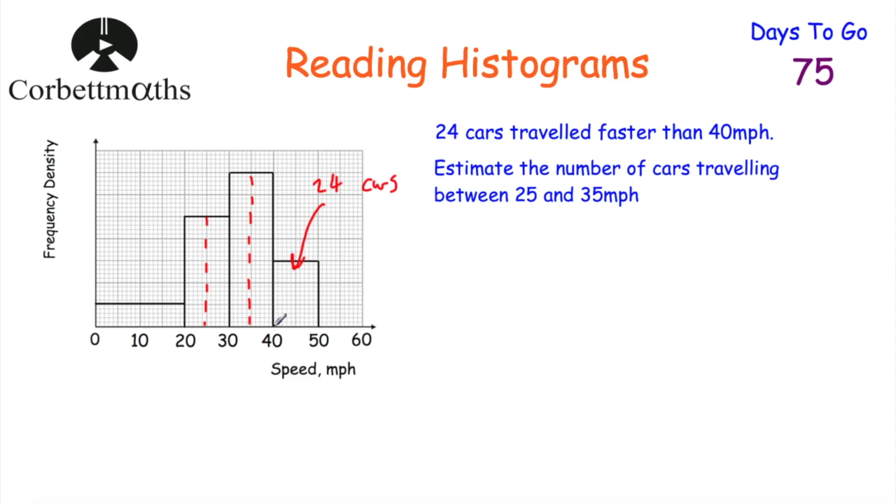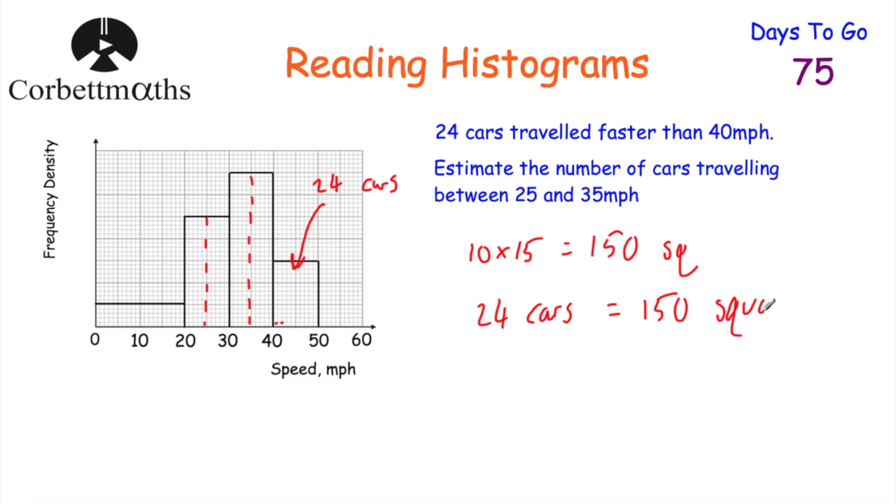So if we look at it going across, we've got 1, 2, 3, 4, 5, 6, 7, 8, 9, 10 little squares going across. And in terms of going up, we've got 5, 10, 15. So that means we've got 10 multiplied by 15 is equal to 150 squares. So that means there's 150 of the tiny squares in this bar. And we know that 24 cars is equal to 150 squares on this diagram.